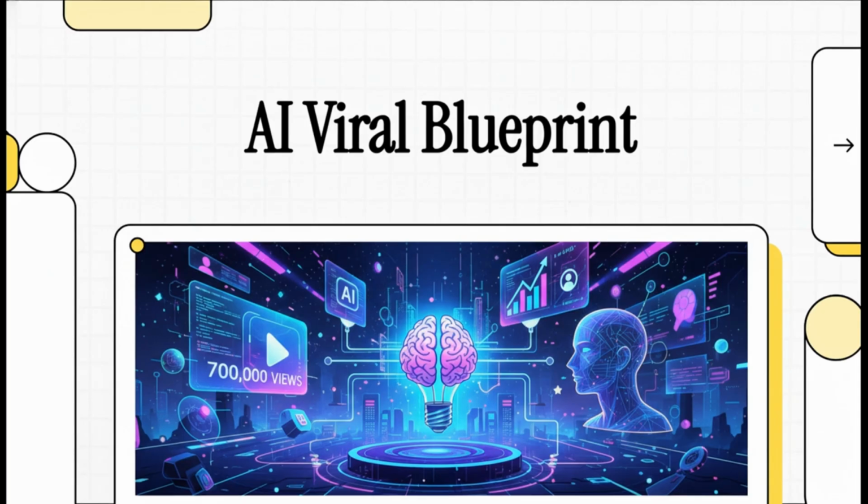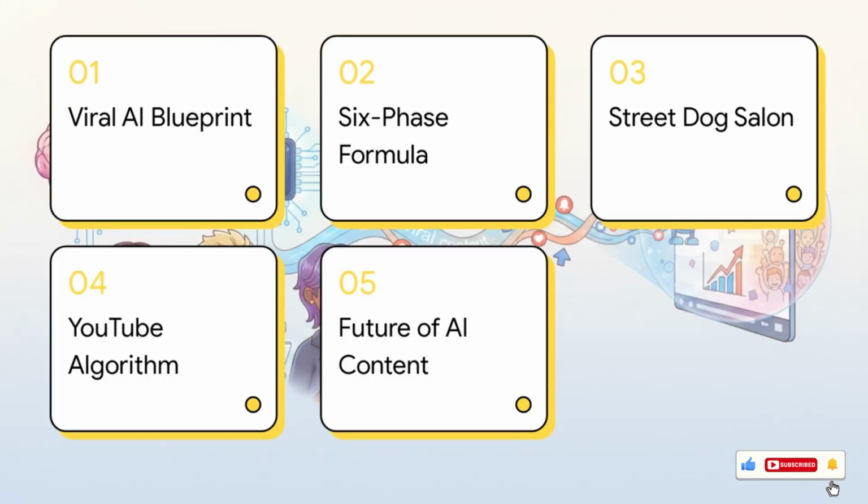So if you've ever wondered how AI is fundamentally rewiring the landscape of viral content, well, you're in exactly the right place. We're going to break down the raw data, the underlying strategy, and the precise execution to show you exactly how it's done. Here is our roadmap for today.